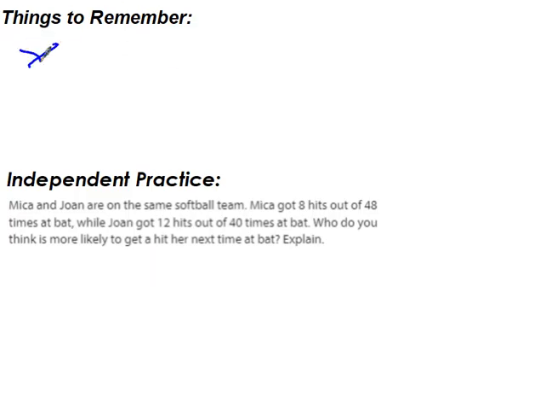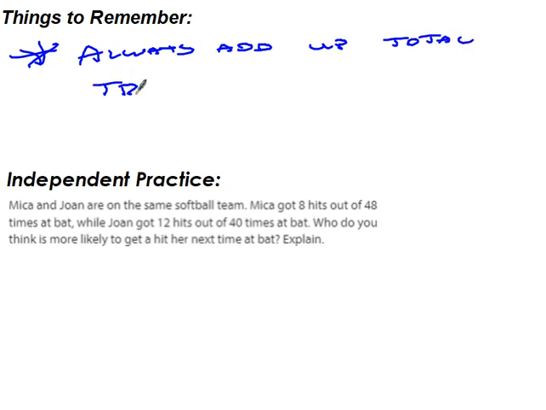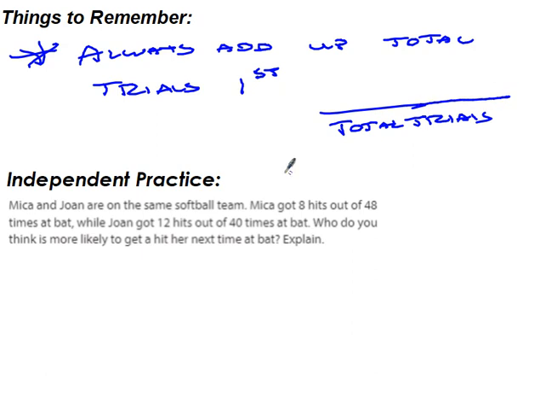Things to remember. Always add up total trials first. It's probably the number one mistake. Always add up the total trials first. And then that goes in your denominator. Always add up the total trials first and then put those total trials in your denominator. If we can set it up like that, we have a pretty good chance of being successful.